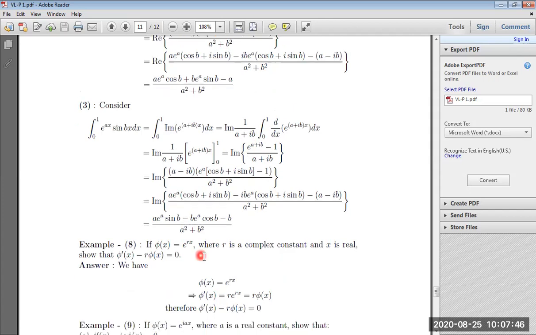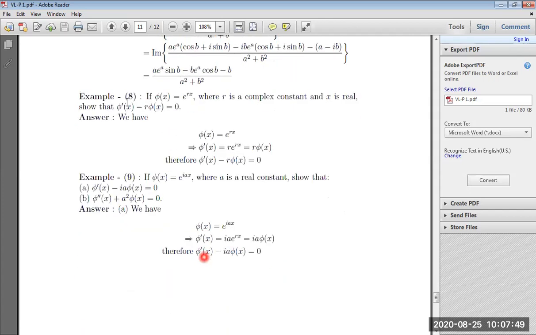Next example, phi of x is like this. Function phi of x is the complex exponential function, right? And here you have to show that phi dash of x minus r into phi of x is equal to 0. The meaning of this example is also that one can say this function e to the power rx is a solution of this differential equation. Why am I calling this a differential equation? Because the first order derivative, this differential term, appears here, right? And the function is here, and therefore it is a differential equation.